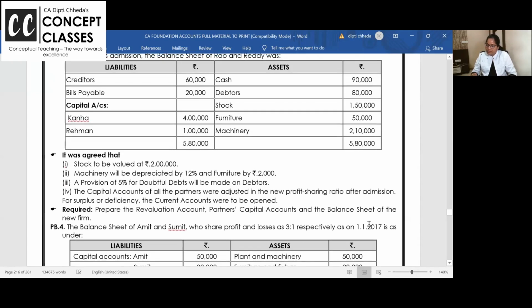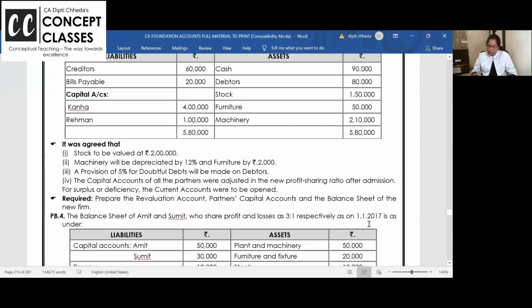Then balance sheet is of old form. Creditors, bills payable, and all the other details are given to you. It was agreed that stock to be valued. Yes. Stock is to be valued, machinery to be depreciated, provision, and capital account of partners are to be adjusted.